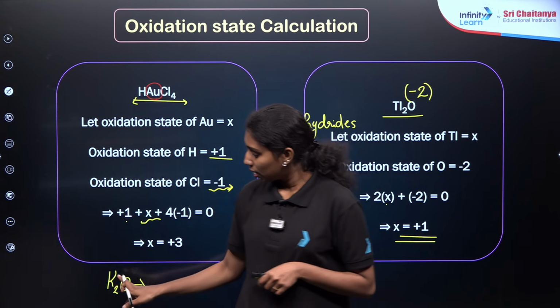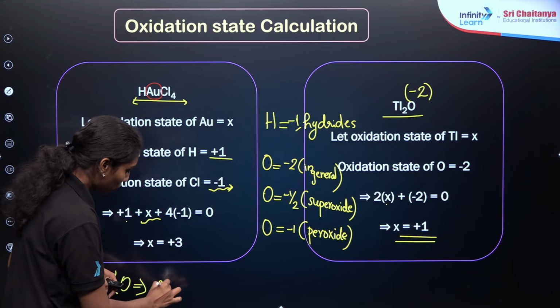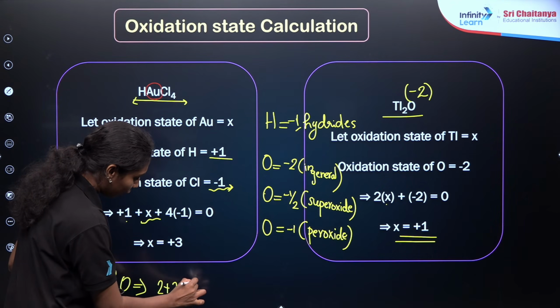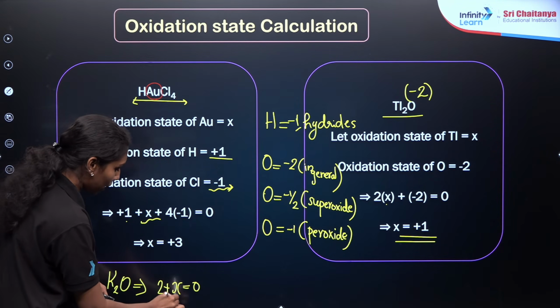As we already know, for one potassium it is +1, so for 2 potassium it will be +2. So I'm taking 2 plus 2X is equal to 0, right? We need to identify the oxidation state of oxygen here. So it will be 2 plus 2X is equal to 0, or X is equal to -1/2.